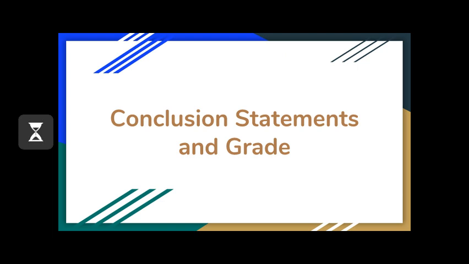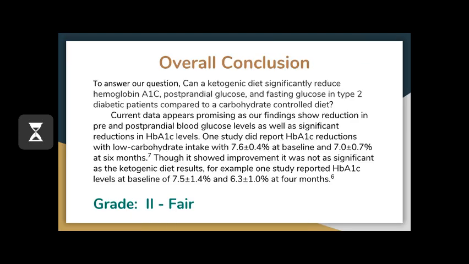Conclusion statements and grade. So to answer our question, can a ketogenic diet significantly reduce hemoglobin A1c, postprandial glucose, and fasting glucose in type 2 diabetic patients compared to a carbohydrate-controlled diet? Our current data appears promising as our findings show reduction in both pre- and postprandial blood glucose levels, as well as significant reductions in HbA1c.